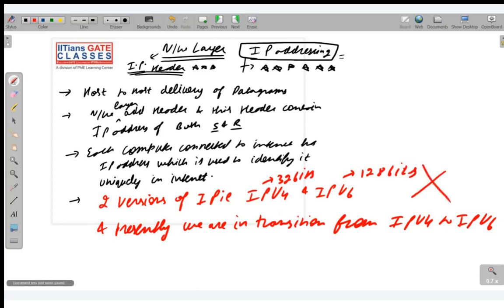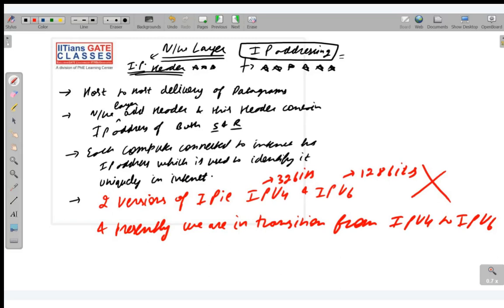IPv6 is not in your GATE syllabus. That is good news to all of you. Until GATE 2020, IPv6 was there, but after 2020, IPv6 has been removed. So in 2021, 2022, 2023, it has not been asked. It is not guaranteed that they might not add this topic in 2024 and so on. So they keep on changing small topics.